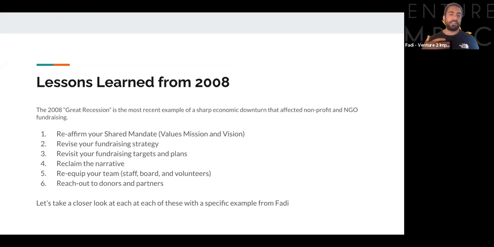So we're going to talk about 6 main components. Reaffirming your shared mandates, so values, mission, vision; thinking about how you revise your fundraising strategy, revisit your fundraising targets and plans; reclaiming the narrative, so how do you really make sure that your organization is driving your own story and your own narrative at this time? And then what does that look like in terms of equipping your staff and your team and your board and key volunteers? And then finally, how do you reach out to donors? Reaching out to donors and partners is the most important thing for you to be successful in your fundraising.